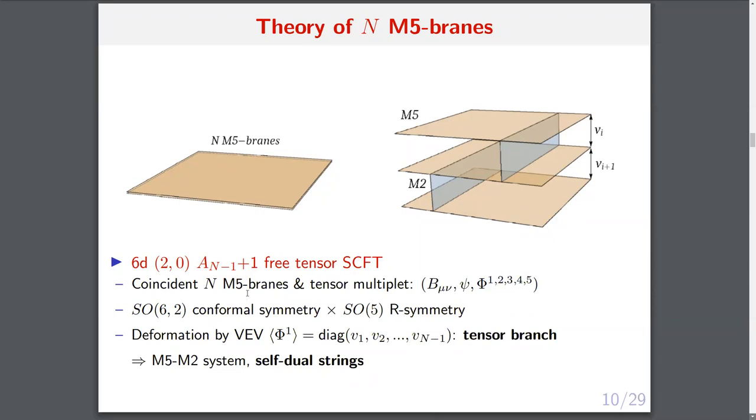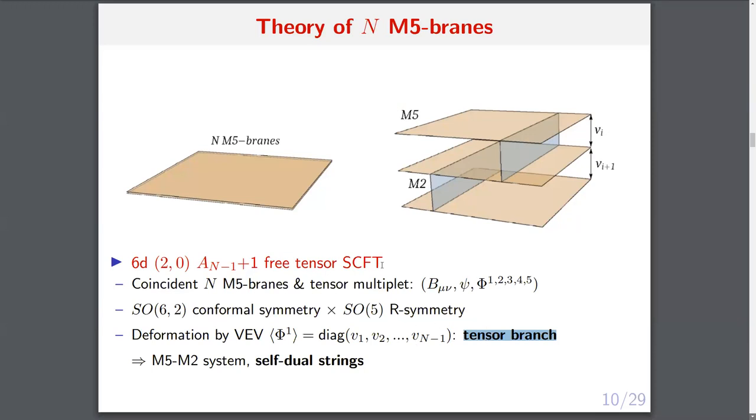So we can deform this theory at the CFT fixed point by giving a VEV to one of these real scalars. For example, we take phi1 to have VEVs v1, v2, dot, dot, dot, v_{N-1}. And the vacuum moduli space is parameterized by these VEVs. It's called the tensor branch, and these VEVs are called the tensor VEVs.